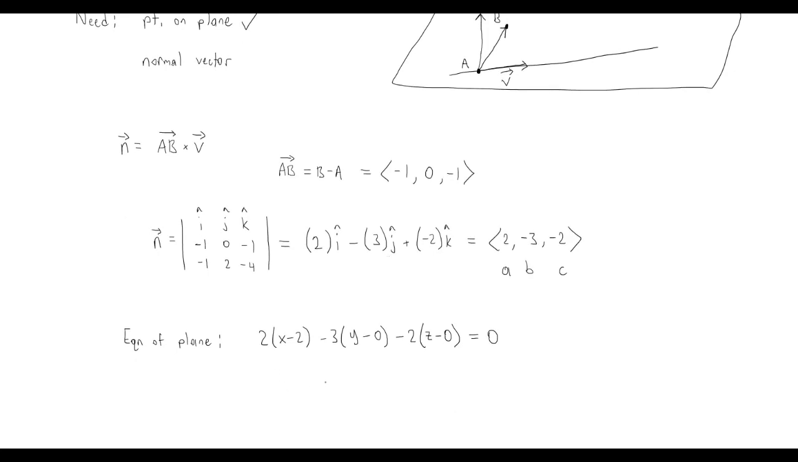Alright, and if you simplify that, you can get 2x minus 3y minus 2z. And moving the constants over, the minus 4 becomes a plus 4 on the other side. And these are 0, so that would be it. So then each of these will give you the equation or an equation describing the plane.